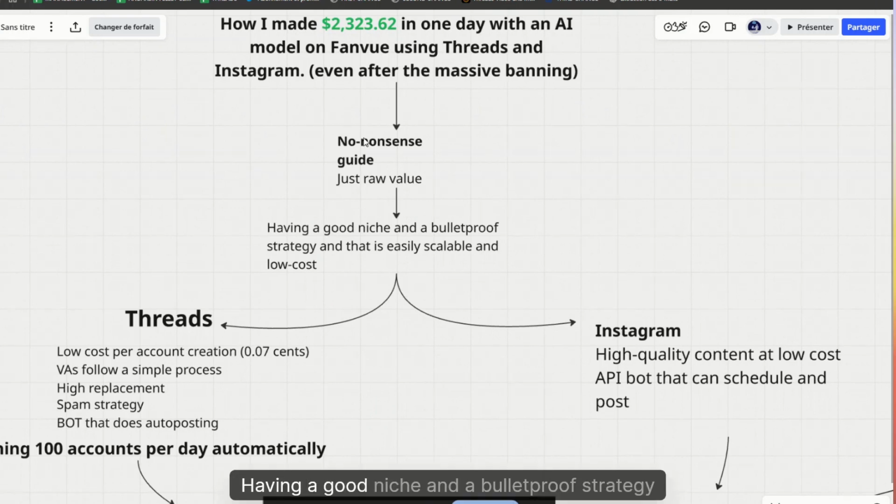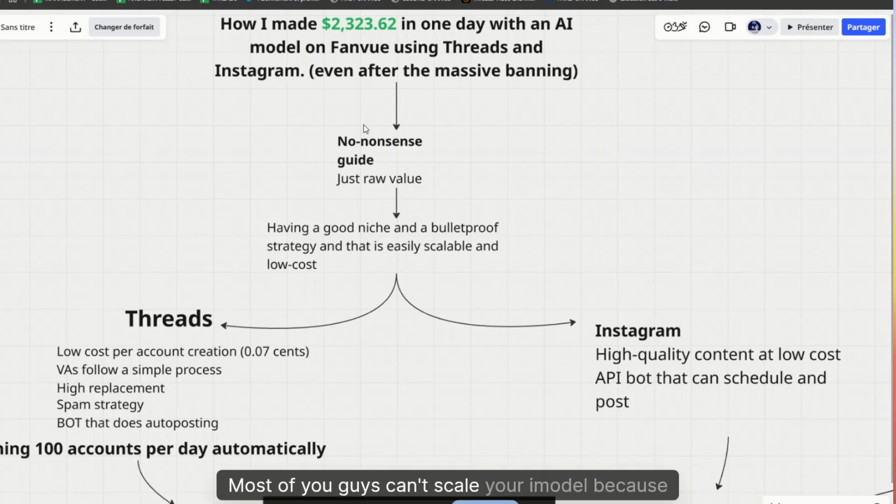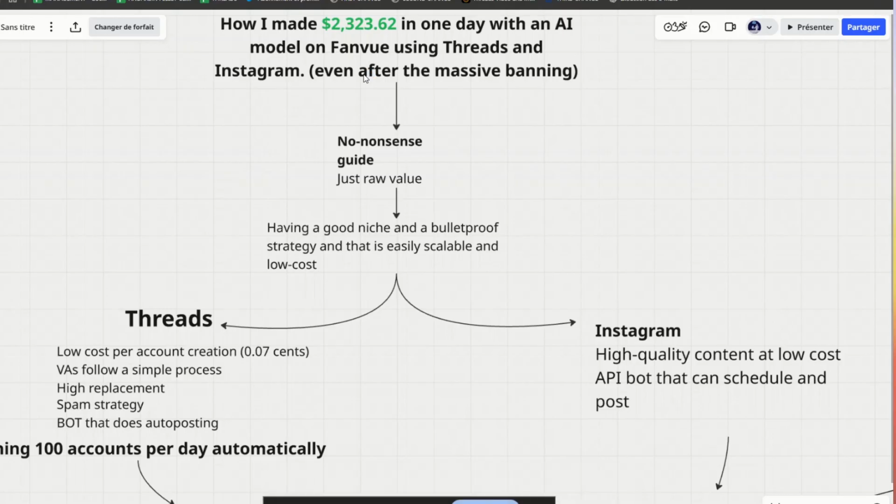First thing, having a good niche and a bulletproof strategy that is easily scalable and low cost. Most of you guys can't scale your AI model because you don't have that much leverage. Everything you do costs a lot of time, costs a lot of money, and you can't scale it easily. And what I do is I have a way to stack up traffic more and more and more without compromising my time and compromising my money.